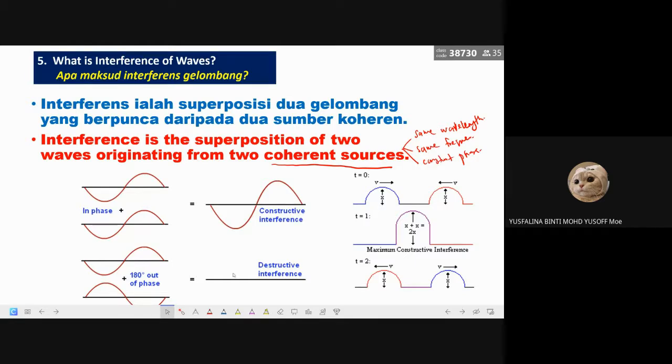And for this one, this is destructive interference. So this is trough meeting with the crest at this part. That will produce destructive interference. And this one is a crest meeting with the trough, and they will also produce destructive interference. So if they ask you to draw destructive interference, you just draw a line like this.